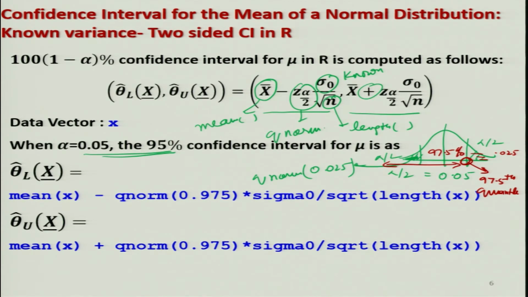So, now I can write down the lower limit of the confidence interval as a mean of x. Suppose x is the data vector, then minus q norm 0.975 into sigma 0, which is given to us some known value, divided by square root of length of x data vector. And similarly, if you try to change this sign from minus to plus, you can obtain here the upper limit of the confidence interval. And I will try to show you all these things as an example also. So, you can see here this is essentially a two-sided confidence interval, right.